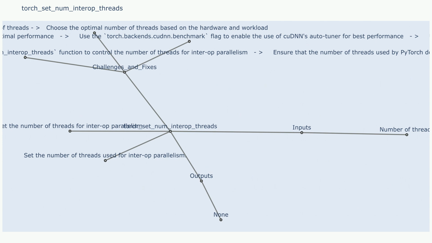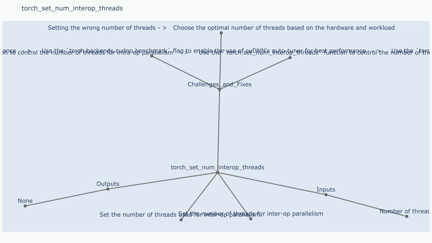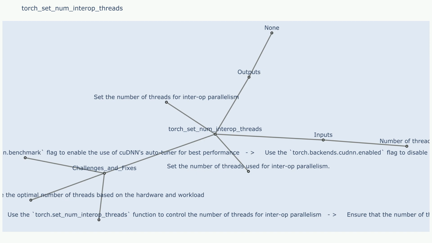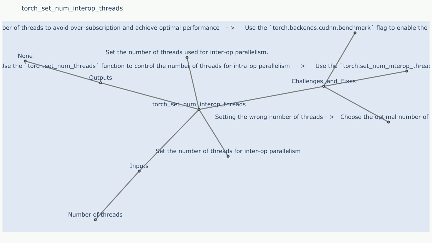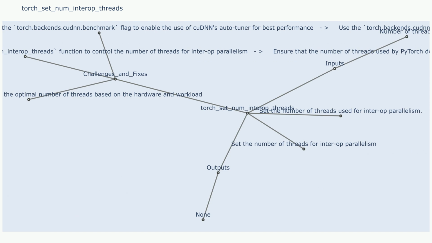Sample use case that resulted in challenge 1: setting num_threads to a large number, exceeding the available CPU cores. Fixes to challenge 1: choose a reasonable num_threads value that is smaller than or equal to the number of available CPU cores. Monitor CPU usage and adjust num_threads accordingly. Challenge 2: underutilization. Setting num_threads to a low value might not fully utilize available CPU resources, leading to suboptimal performance.